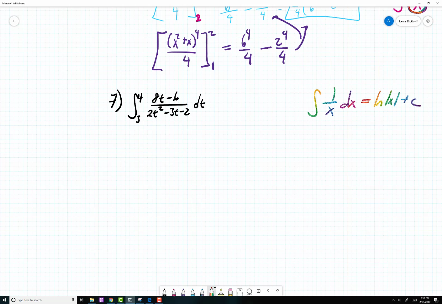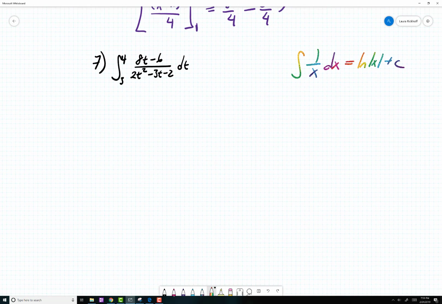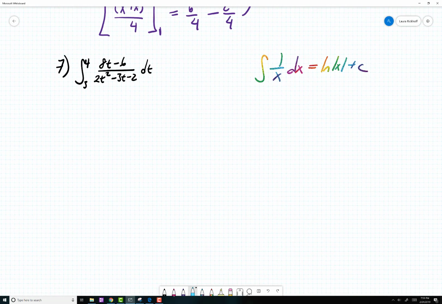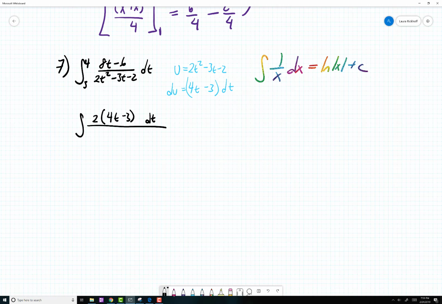And then of course I should be writing the plus c's, but I get a little lazy. So now you're going to make your u equal to the bottom. So your derivative is 4t minus 3 dt. And you notice you don't quite have that on the top, but if you rewrote the top and you factored out a 2, there's your 4t minus 3. He's hiding just a little bit.